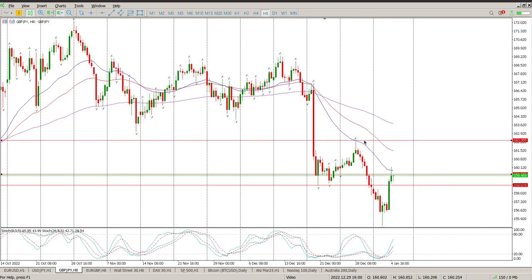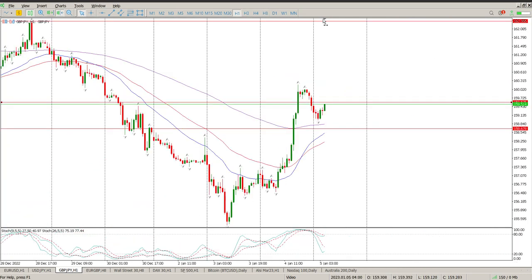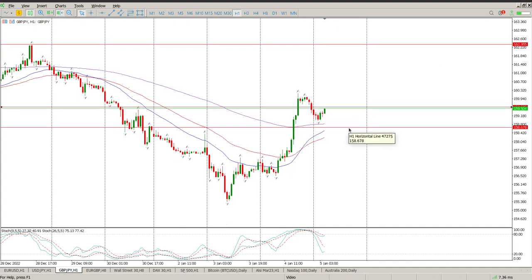Just move this down. We do have this area here which we need to get above on the 8 hour for the trend to reverse. At the moment the trend is down. So what we're looking for is structure, and it's the exact same setup as on US dollar Japanese yen. So 8 hour trend is down, but whereas this is looking like a flag for another move up.